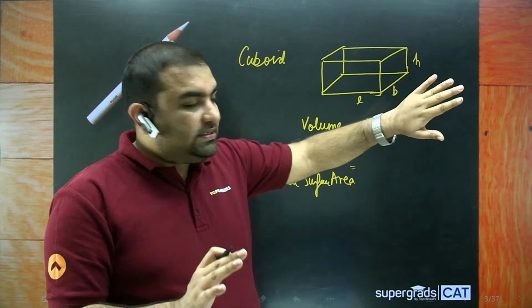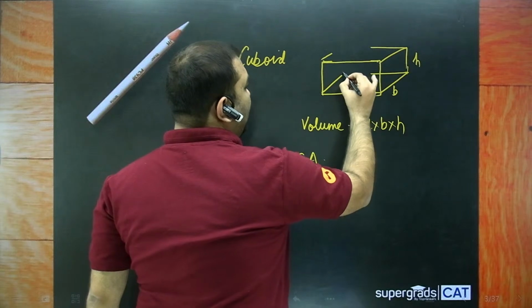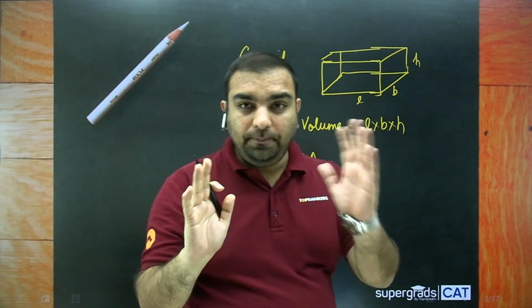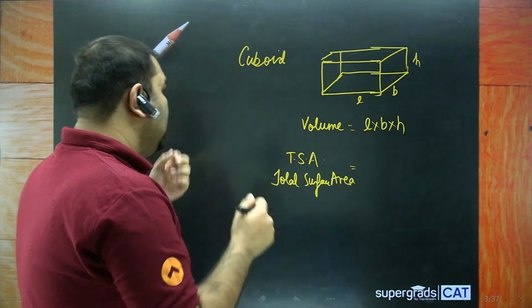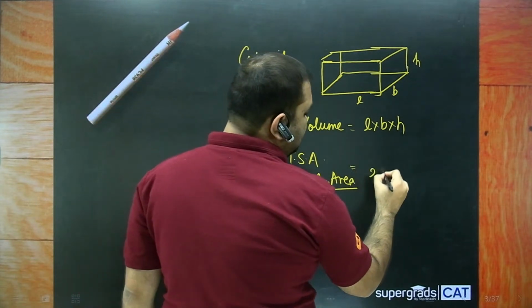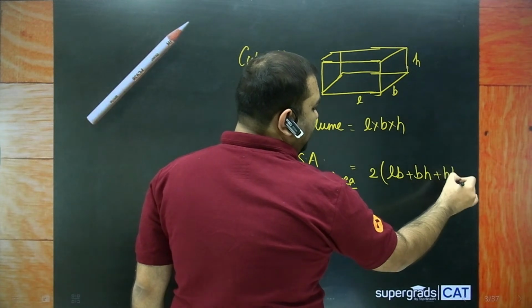It has 6 faces. This is one of the faces. This is one of the faces. I hope you can visualize these faces, right? How are the 6 faces? Front one, back one, side one, this one. So there are top and bottom. So what is the total surface area of these 6 faces? It is twice of length into breadth plus breadth into height plus height into length.